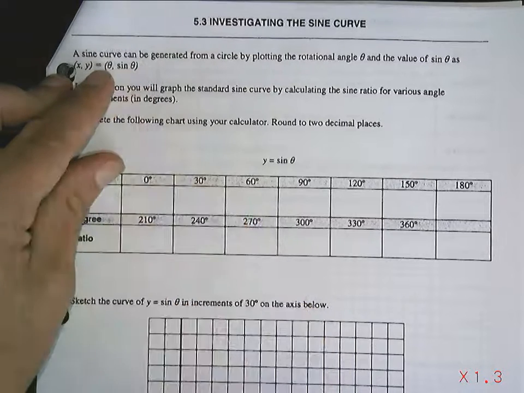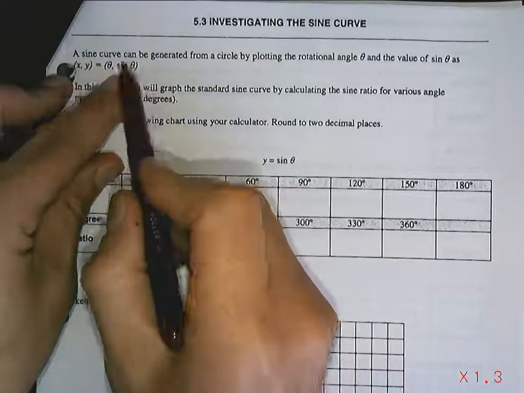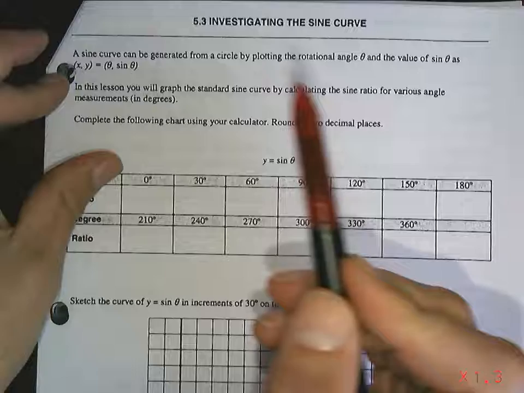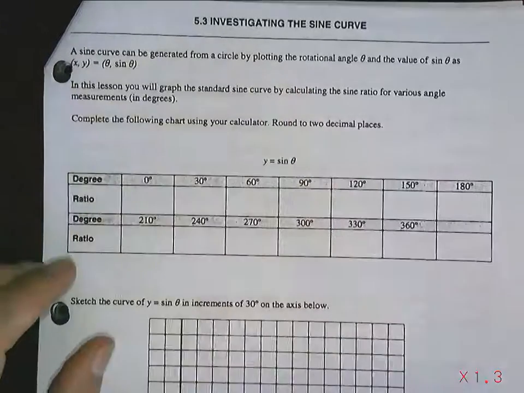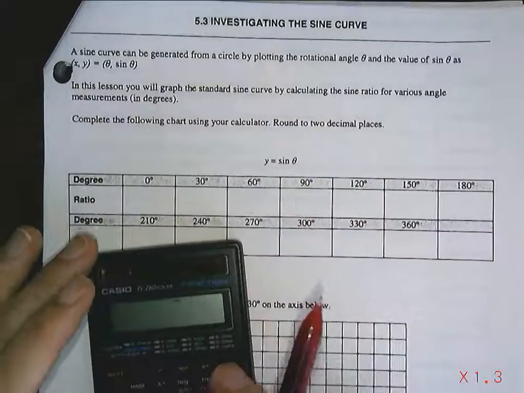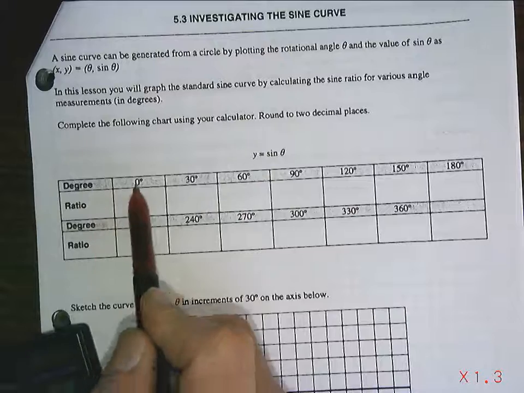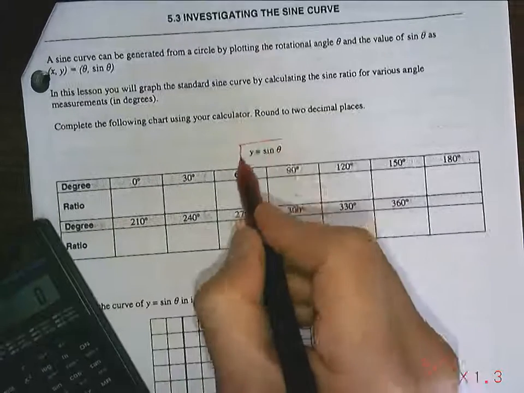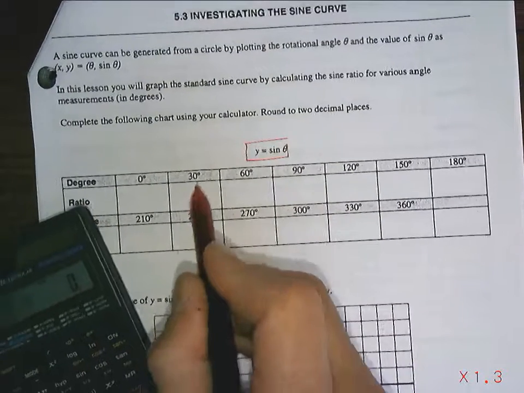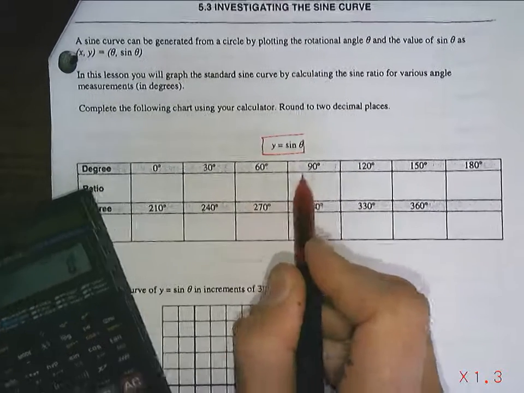Along the horizontal axis will be theta. Along the vertical axis is going to be sine theta. What I'd like you to do is, using your calculator, take the degree and do the sine of 0. Then do the sine of 30, then do the sine of 60, then do the sine of 90.